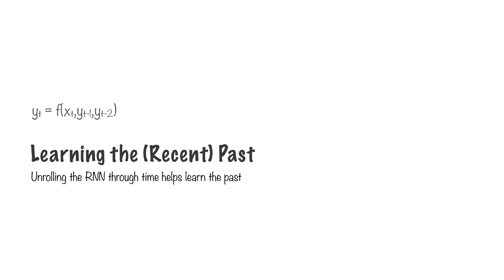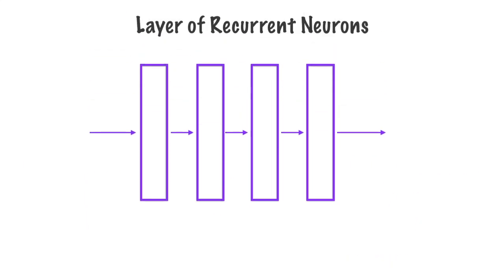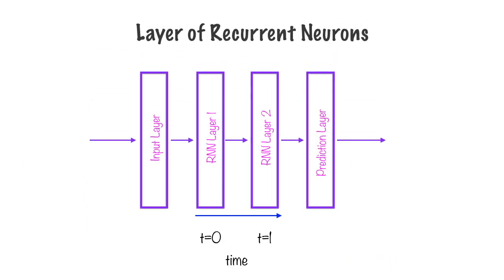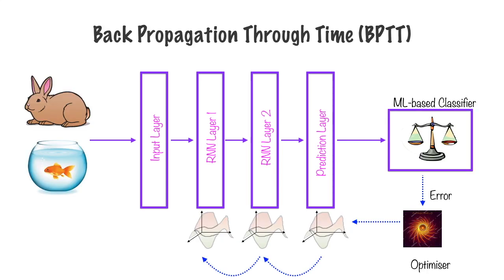We unroll the RNN through time, and this helps us learn the past. And the recent past, you'll find out, is no problem at all with regular RNNs. You'll unroll the memory cell through time to form the layers of the neural network. Here, every layer is a memory cell, and you can specify any number of neurons for that memory cell. That is a part of your hyperparameter tuning. Remember, this is the same memory cell at different time instances which make up the RNN layers.